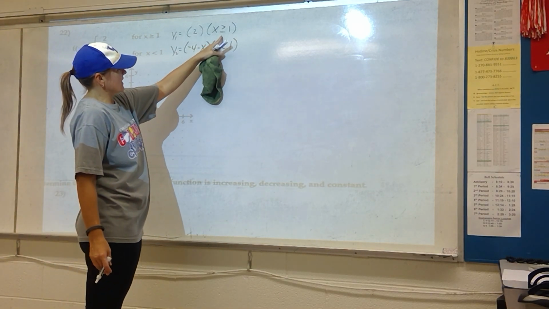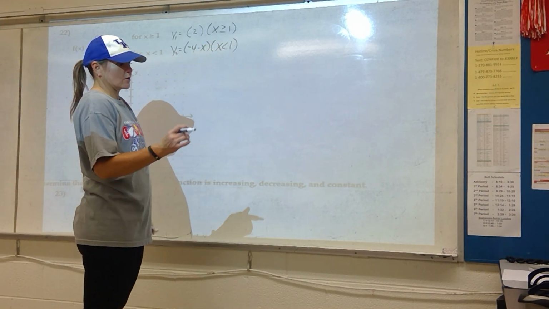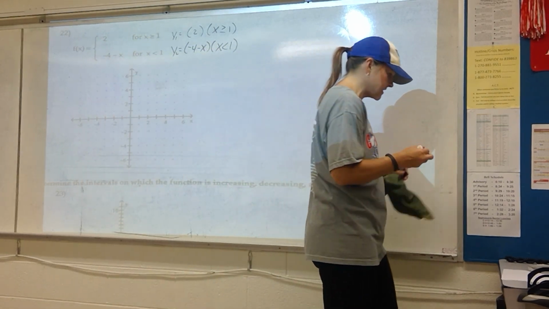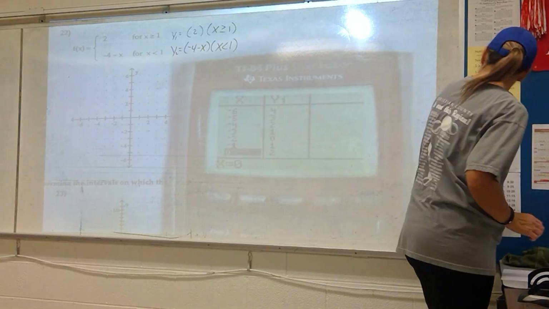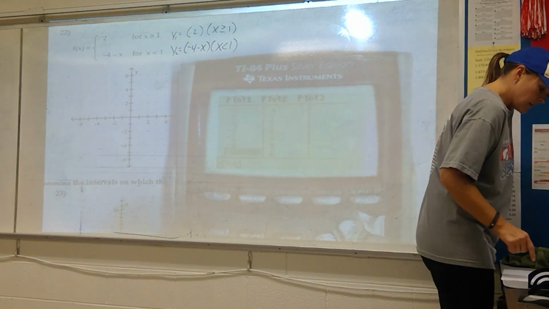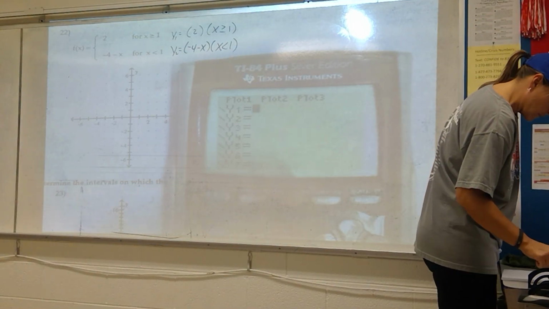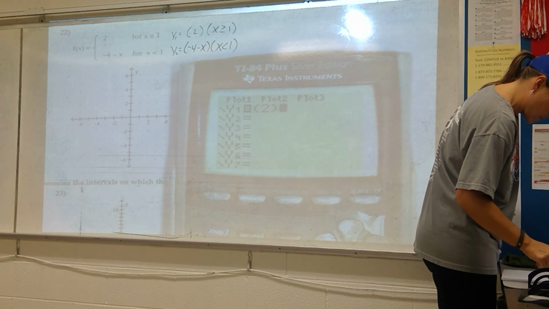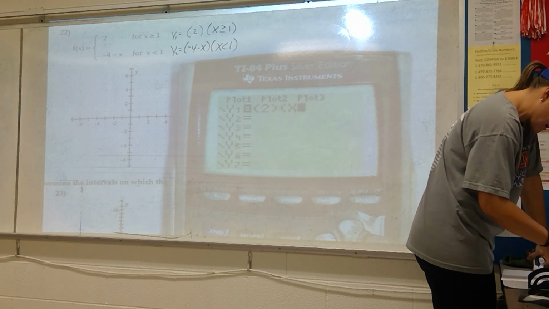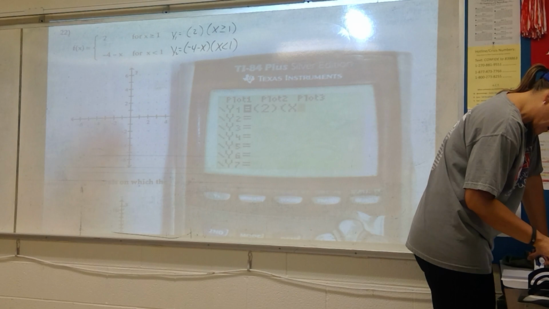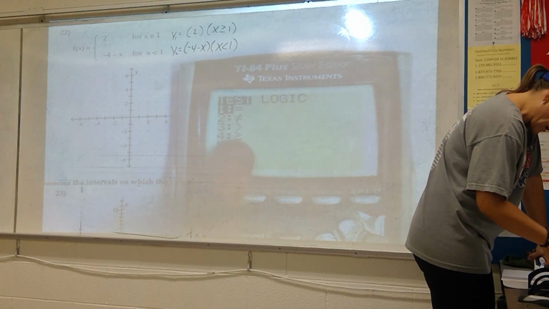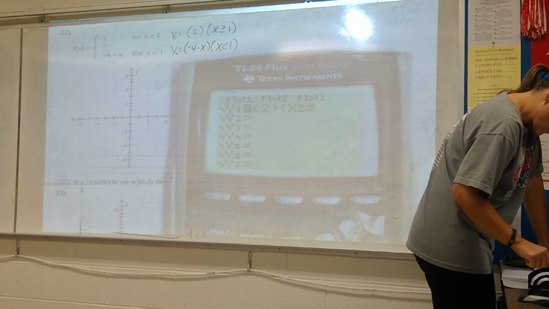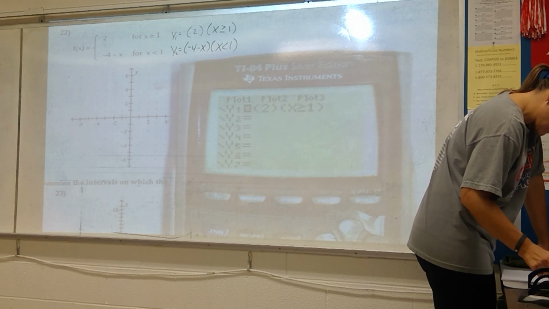Now, most people don't know how to get the greater than, less than. You're going to go to second math, which is the test menu. All right, good. You can see it all. So y1, I'm doing parentheses 2, close parentheses, x, use your x key, greater than or equal to 1. Second math, which is test, greater than or equal to 1, close parentheses.